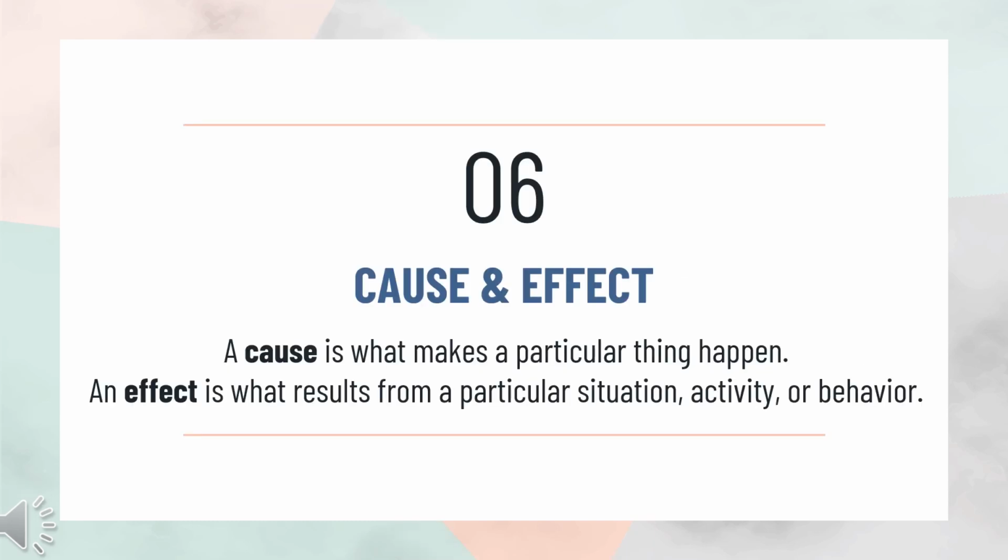Next one, number 6, we have cause and effect. A cause is what makes a particular thing happen, and an effect is what results from a particular situation, activity, or behavior.